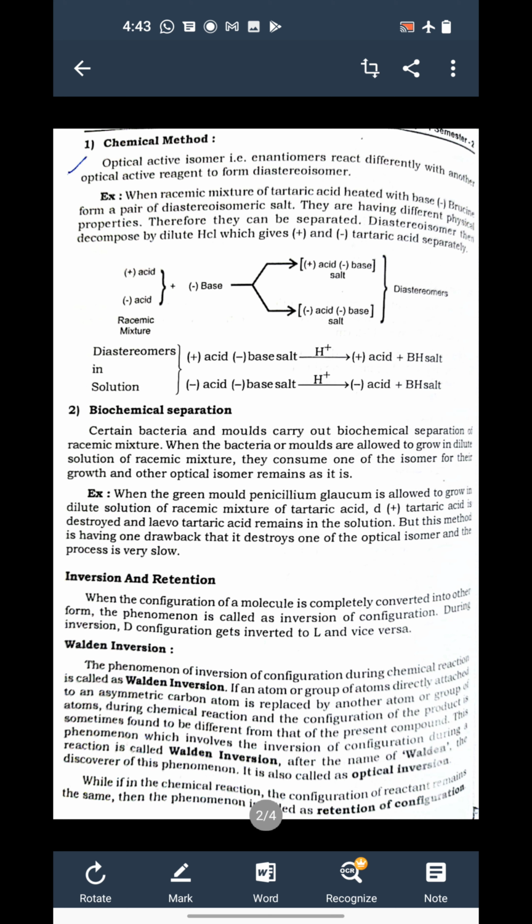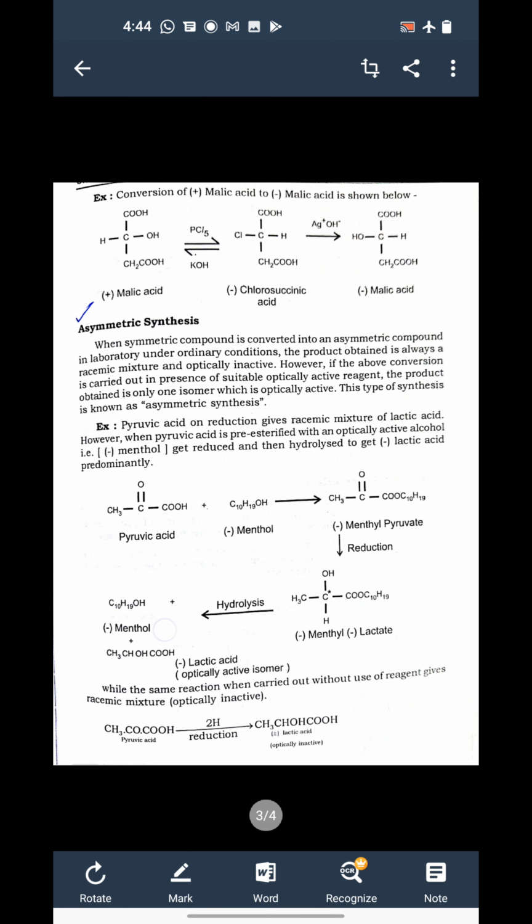Optical activity is changing here. Now, if in a chemical reaction the configuration of the reactant remains the same, suppose we are starting from L isomer and we are getting L isomer, so no configurational change is there, and therefore that phenomenon is called retention of configuration. Here configuration is retained, it remains as it is.